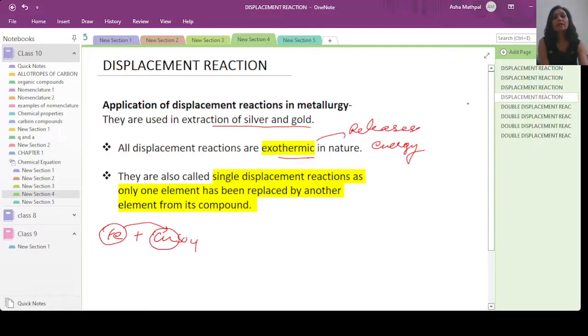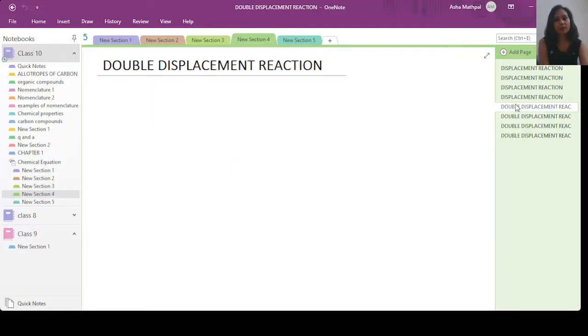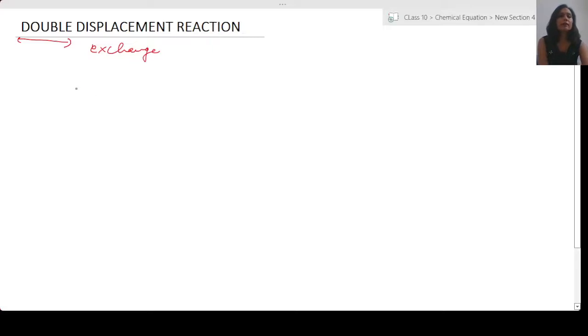Now let us understand what double displacement reactions are. The word is double, that is, displacement will occur twice. Rather, we will not say displacement here. What we see is that there is an exchange. For example, let us say that AB reacts with CD and forms compounds AD plus CB.